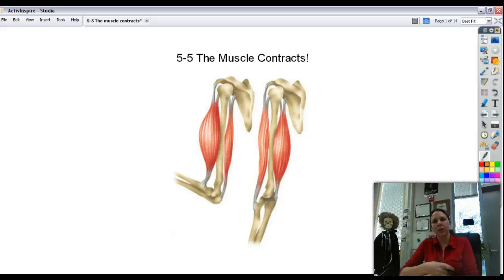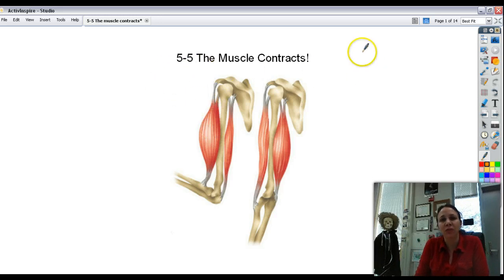Okay, so I got the next one going on how a muscle actually contracts. It took us a long time to get there, but now we actually get a look at how the actin and the myosin do their thing. So this is 5-5. The muscle, I should put in there, finally contracts. There's a contracted muscle right there, and there's an uncontracted muscle.